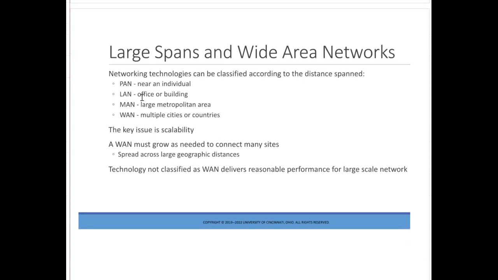Networking technologies can be classified according to the distance spanned. PAN spans a region near an individual, and LAN spans an entire office or building. A MAN or CAN spans a large metropolitan area, and a WAN spans multiple cities or countries.